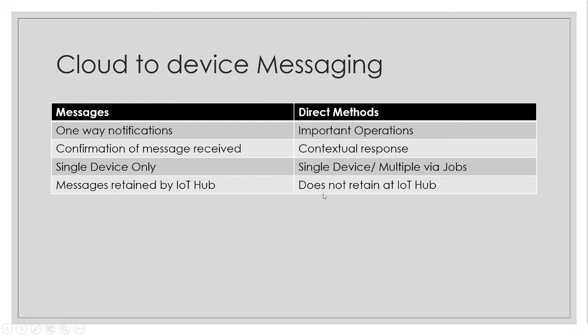Let us say a device is offline, it will only trigger the direct methods for the devices which are online, and this is not retained at the IoT Hub level. So let us say there are 10 devices. If two devices are offline, only 8 devices' direct methods will get triggered. The remaining two devices, when they come online at a later point, won't get triggered because nothing is retained at the IoT Hub level. Whatever devices are online, only those devices will get triggered. Now let us see a demo on cloud to device messages.